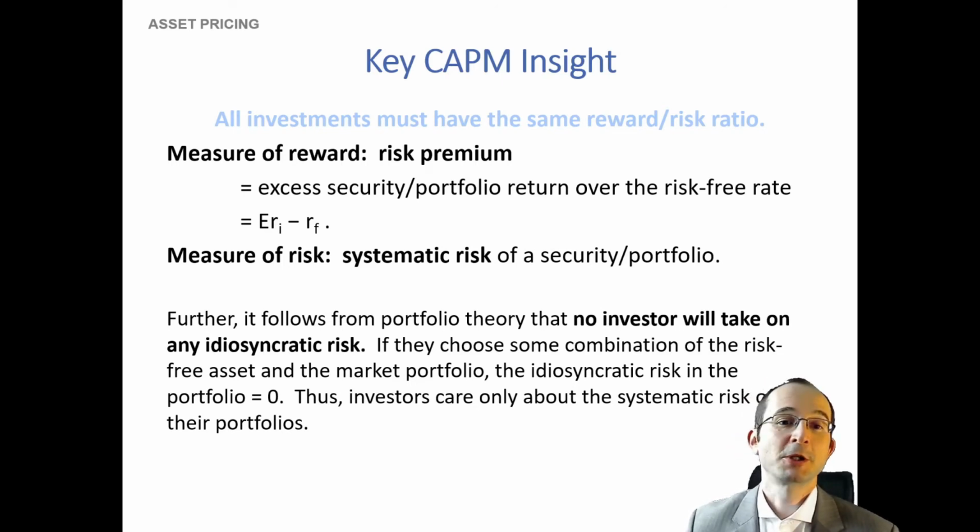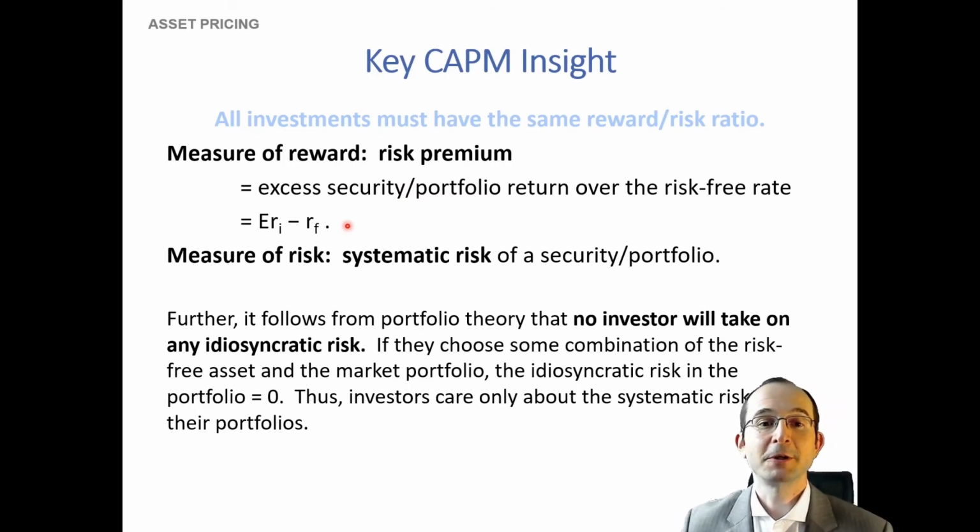And specifically what it shows is that the risk premium, as measured by the spread between the expected return on any asset and the risk-free rate, is proportionally related to the amount of risk that this asset or any asset takes, measured by the systematic risk of a security or a portfolio in terms of its exposure to the market portfolio.